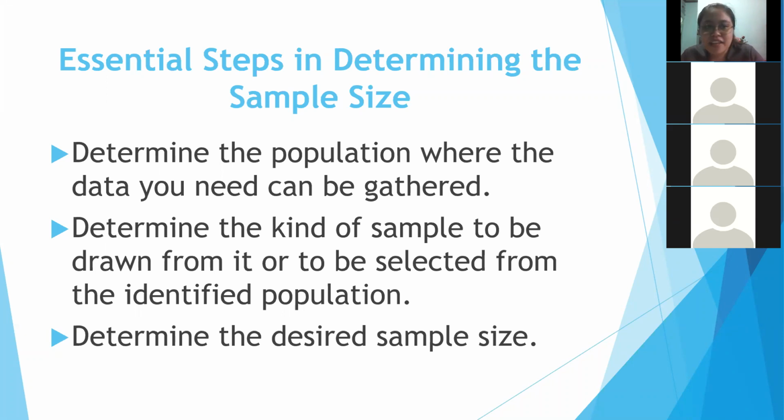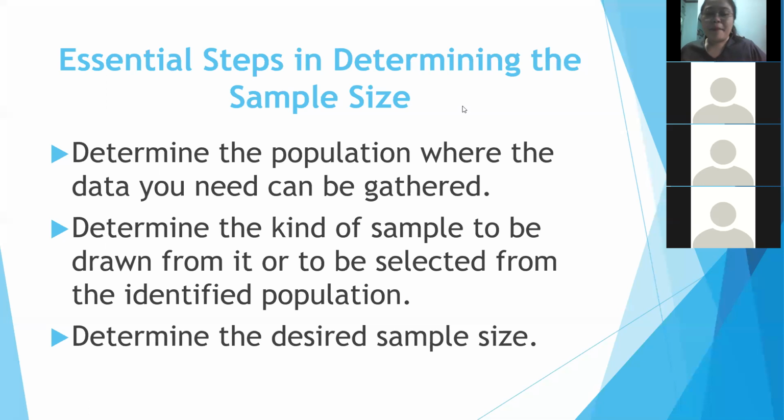And then the next one is determine the kind of sample to be drawn from it or to be selected from the identified population. So kung naa ba kay mga, ang tawag na to ana sa ila class kay inclusion and exclusion criteria. So example, residents sa Gensan. Pero ang akong inclusion criteria gusto ko kanang mga 25 to 35 years old lang. Ang tawag na to again, inclusion criteria. So you have to determine that. You have to identify that.